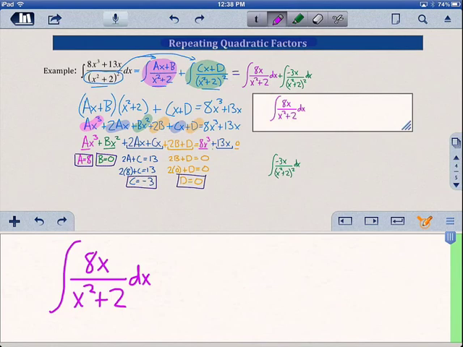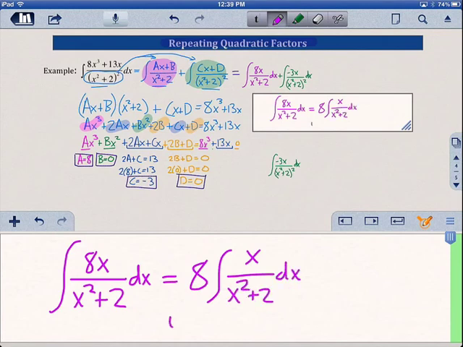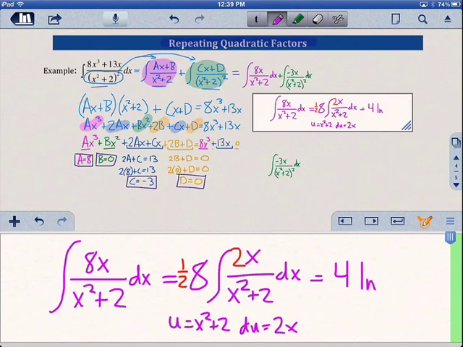So looking at this one right here, I might factor out my 8 to start off with. And then if I let u equal x squared plus 2, du would just be 2x. So that means I need to multiply by 2 on the inside and 1/2 on the outside. So my final integral would be 4 times the natural log of the absolute value of x squared plus 2 plus c.